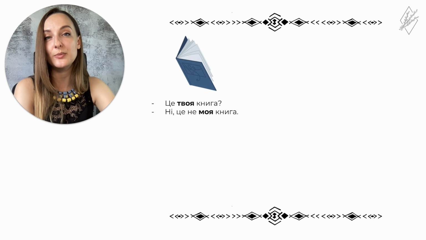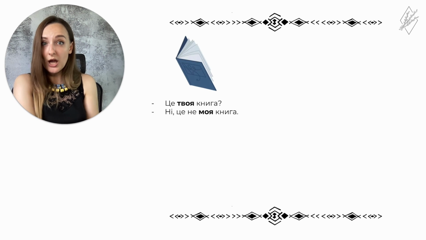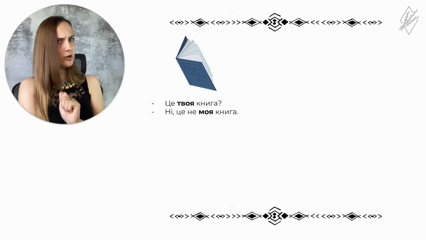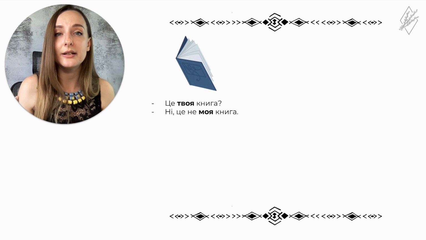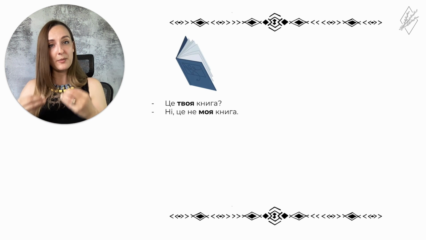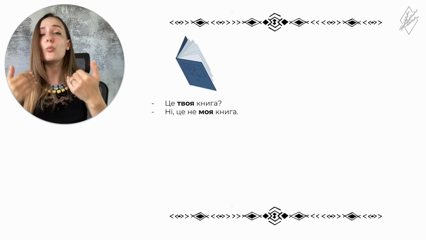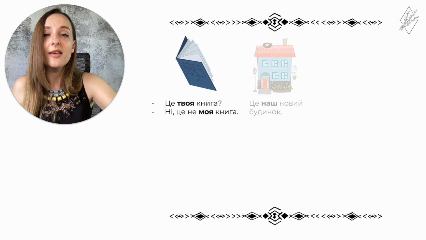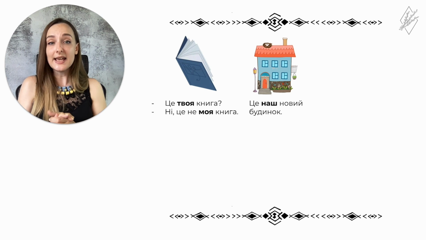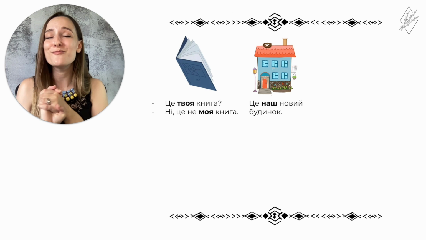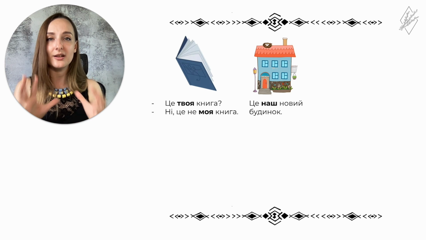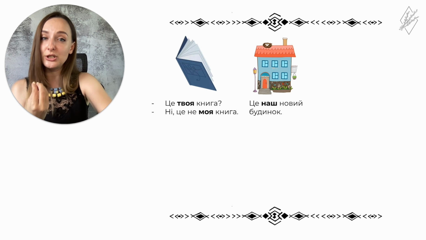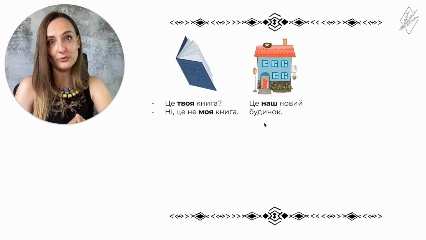Let's practice it a little bit. Here you can see some examples. Це твоя книга? Ні, це не моя книга. Книга is feminine, that is why we use the feminine forms твоя, моя. The next example. Це наш новий будинок. Наш, ours. And we use masculine form because будинок is masculine word.